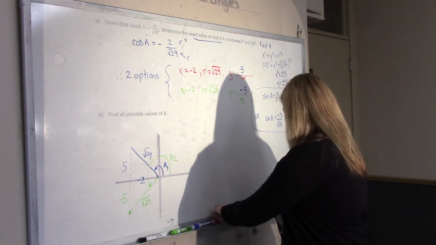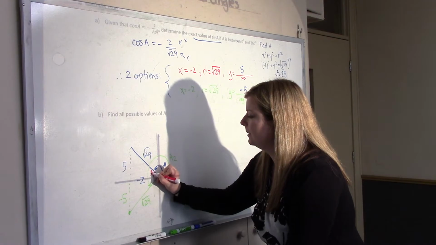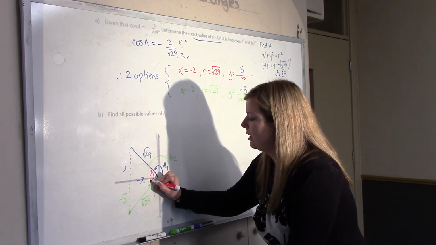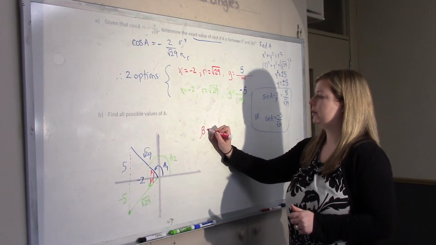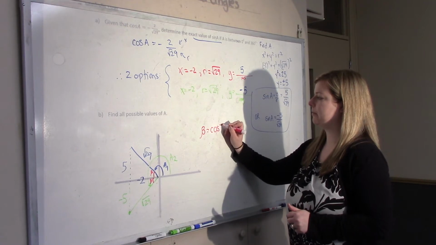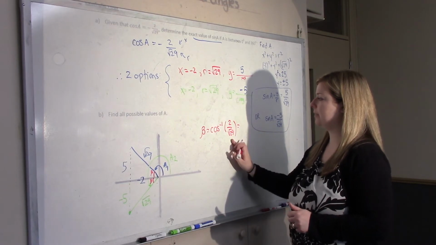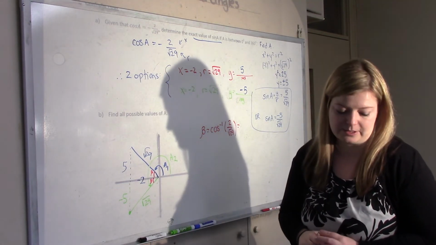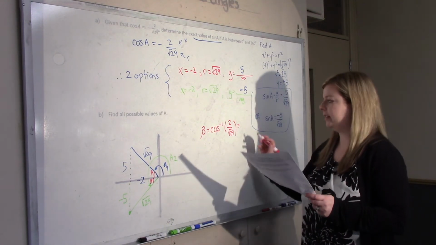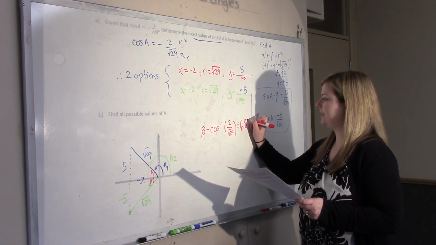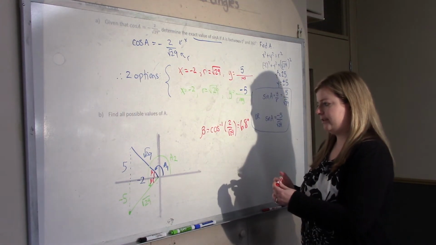Because they have the same value though, what do these share? They both share a related acute angle. So there's beta, and also you could draw beta here as well. To find beta, we do the inverse cos, because that's what we're given, of 2 over root 29. Remember, you make this positive always, even though it's negative up here, because beta is always an acute angle. So you put 2 over root 29 exactly like that into your calculator, and you get approximately 68 degrees.